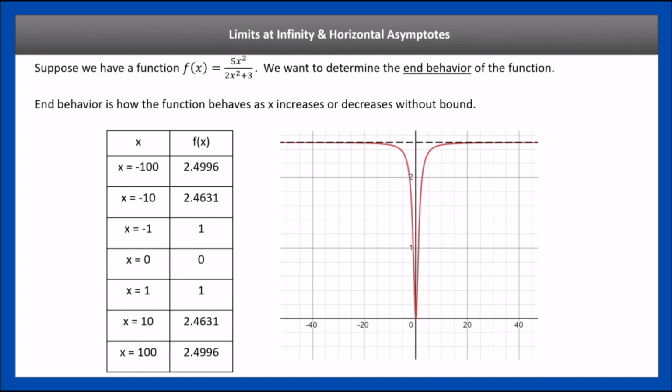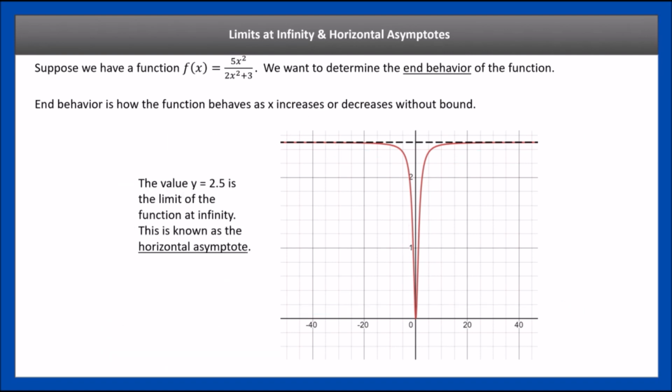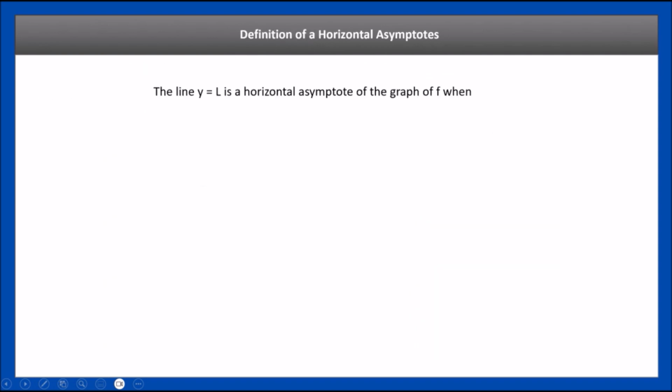If we were to graph the function f of x, we can see that as x approaches positive infinity, the function starts to approach this value of 2.5. As x approaches negative infinity, the function approaches that same exact value of 2.5. And this is our horizontal asymptote that we mentioned earlier. So this here has to be our horizontal asymptote. Like I mentioned earlier, y equals 2.5 is the limit of the function at infinity and is known as the horizontal asymptote.